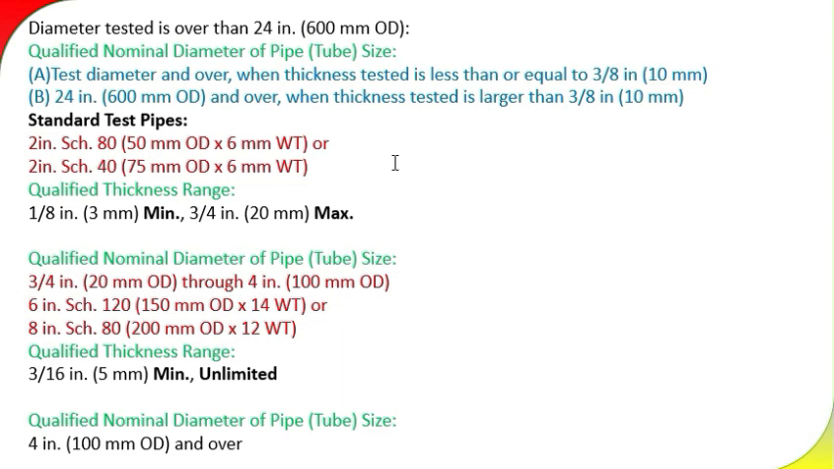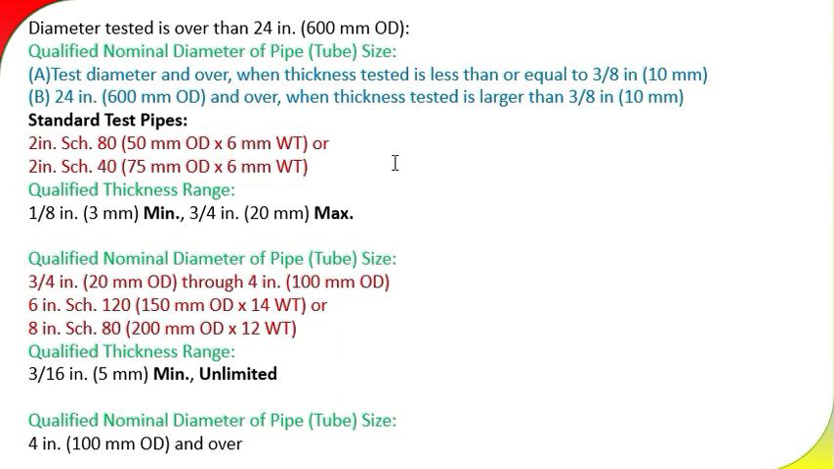Then for the qualified nominal diameter of the pipe and tube size, if it is 20 mm OD through 100 mm OD, and the pipe thickness is 6 inch schedule 120 and 8 inch schedule 80, then the qualified thickness range will be 5 mm to unlimited. Minimum is 5 mm and the maximum is unlimited.